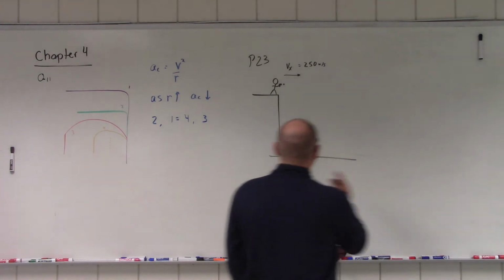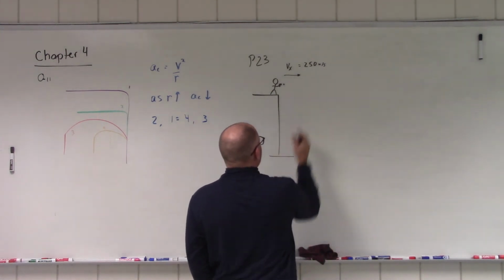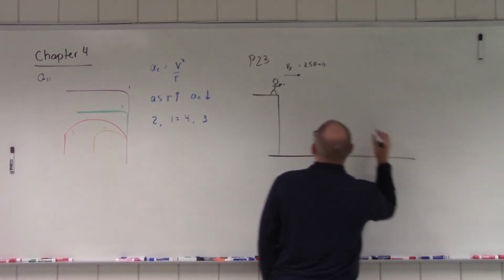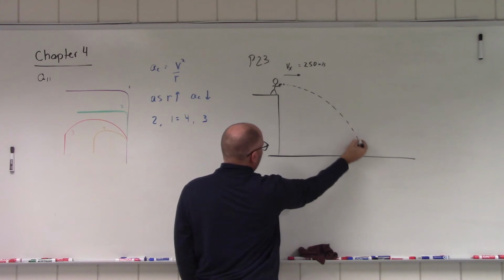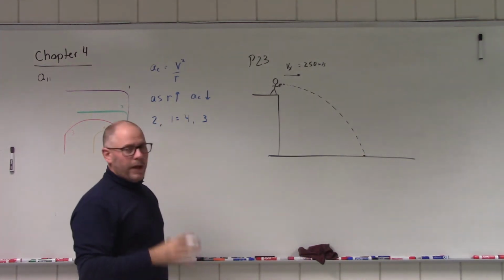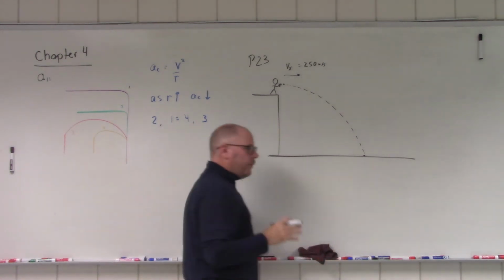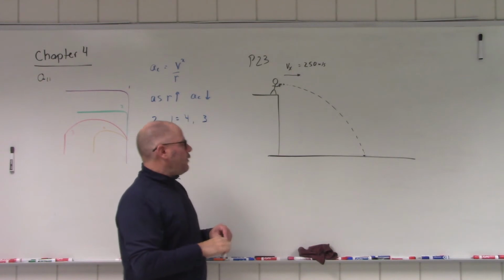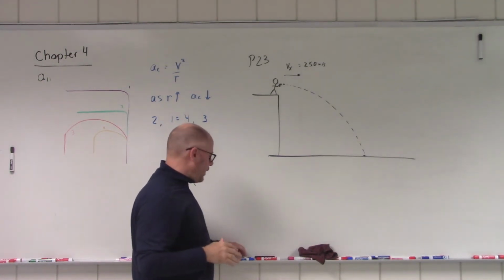No problem. Now, obviously this isn't going to be to scale, because this thing's coming out at 250 meters per second. But it's going to come out like this, and it's going to strike the ground here. Again, not to scale, but we'll get the gist. Whenever we're doing a projectile motion problem, we have to break it up into its horizontal and vertical pieces.